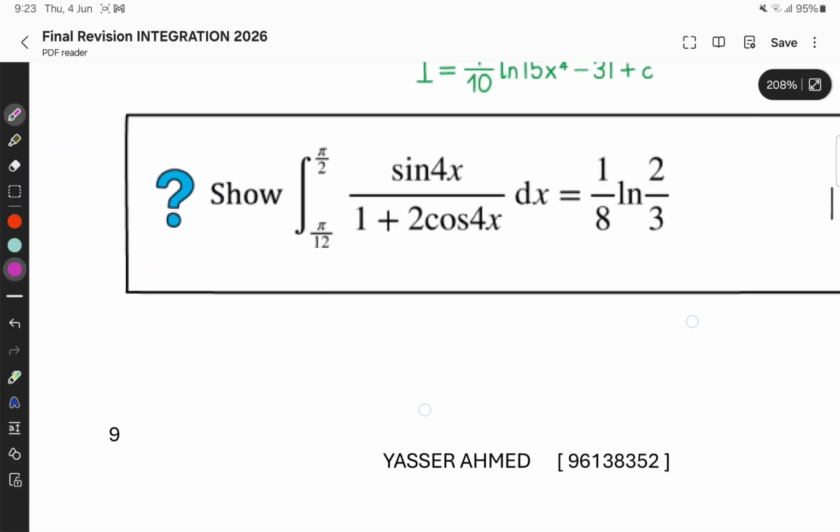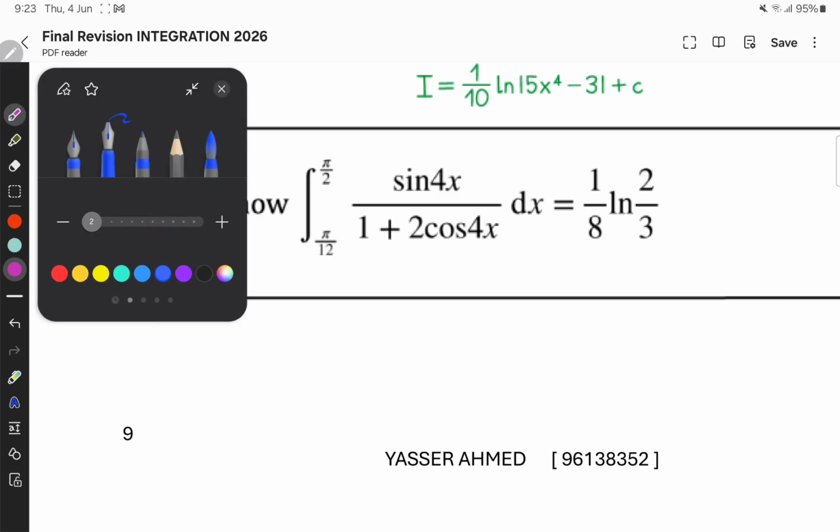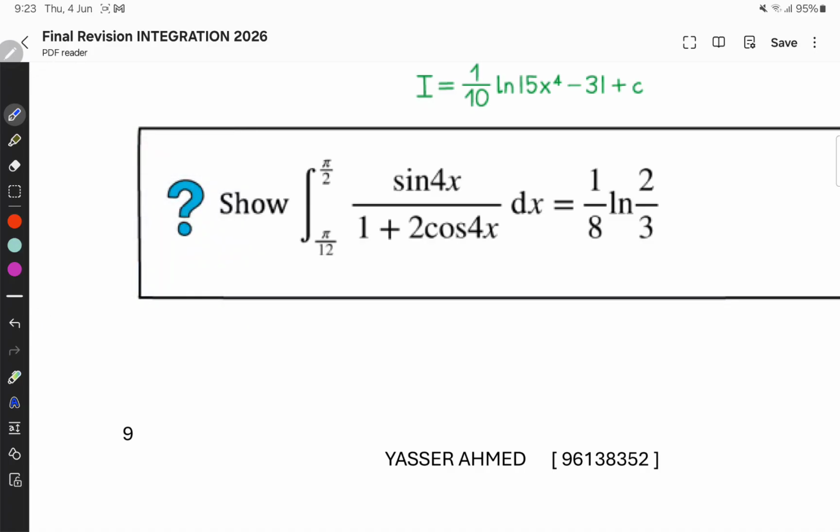So come to this question: show that the integral from pi over 12 to pi over 2 of sine 4x over 1 plus 2 cosine 4x dx is equal to that value. Oh, it's so bad looking. No, it's easy. He gave me the question and the answer. So I will start by taking that first integral from pi over 12, which is a number, don't worry, to pi over 2. Here I have sine 4x over 1 plus 2 cosine 4x with respect to x.